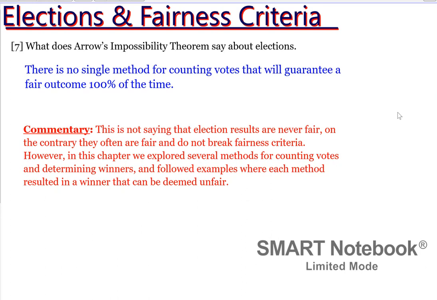And even though we explored a bunch of different methods for counting votes and we saw how they can violate fairness criteria, that doesn't mean they're always going to violate fairness. So they can be fair. Most of the time they are fair. But there is always an oddball example that illustrates how, no matter how you count the votes, we can find a way that it can result in an unfair outcome.